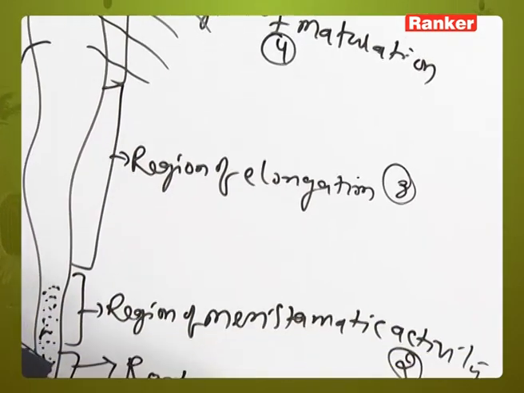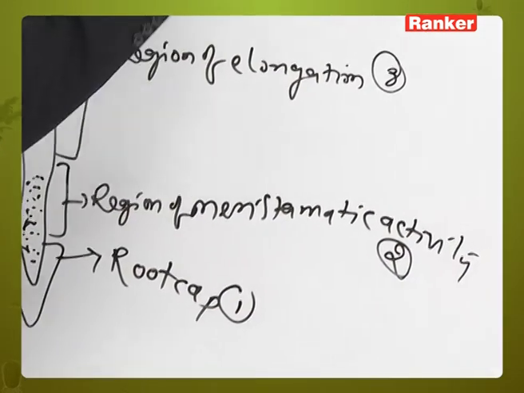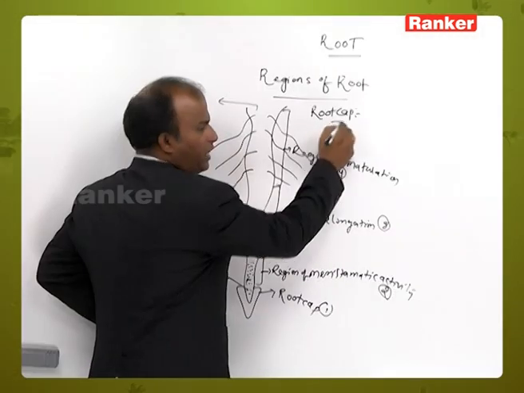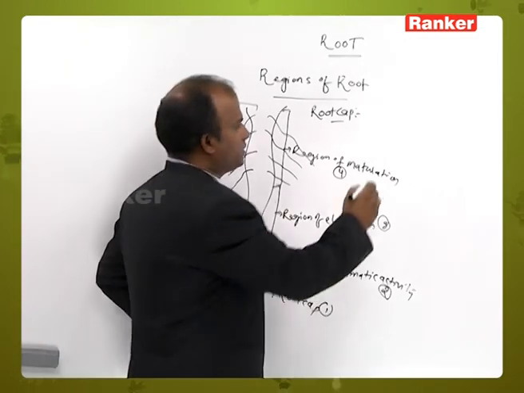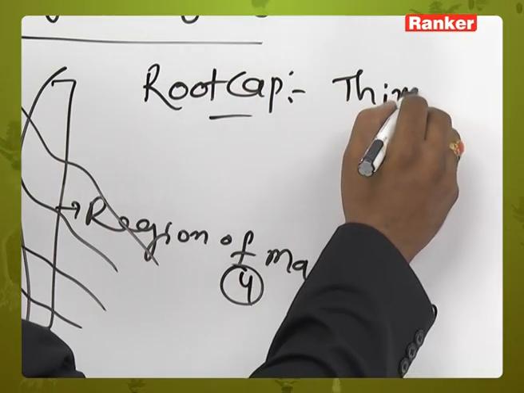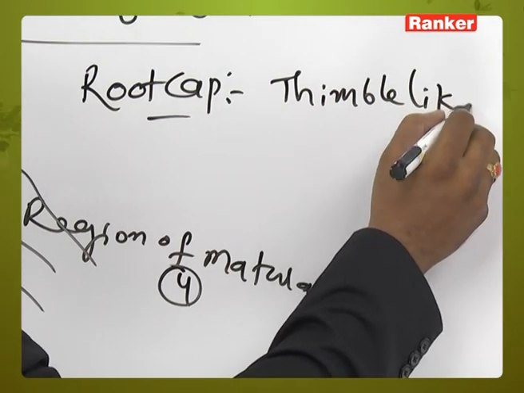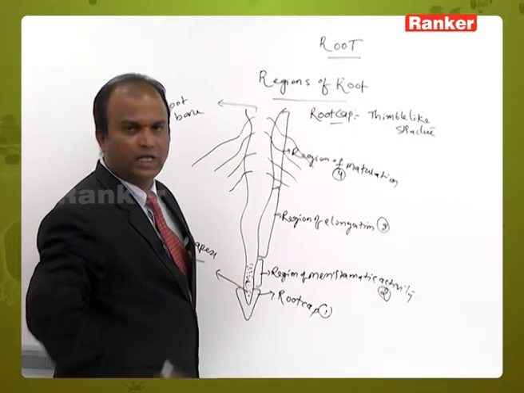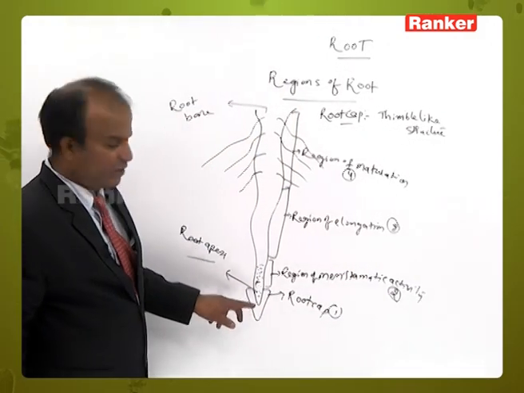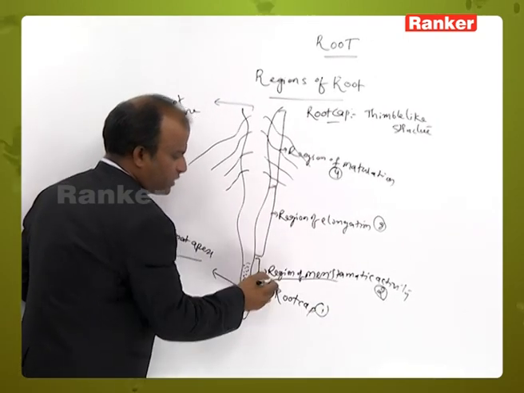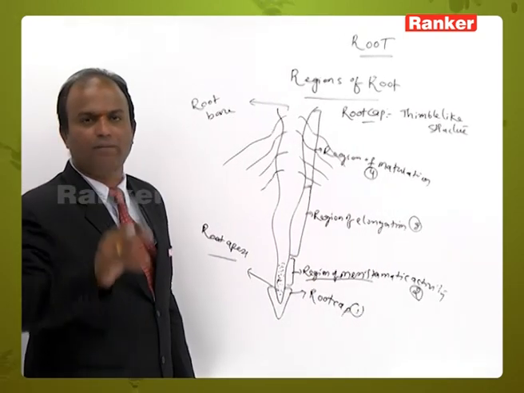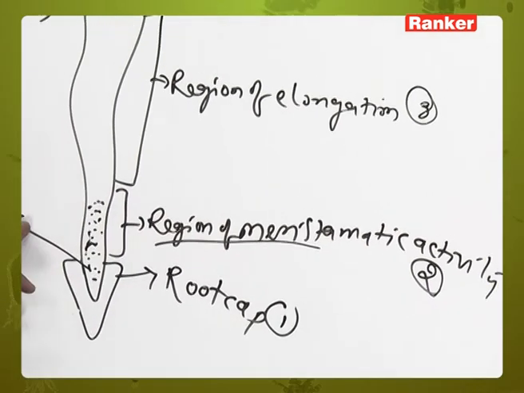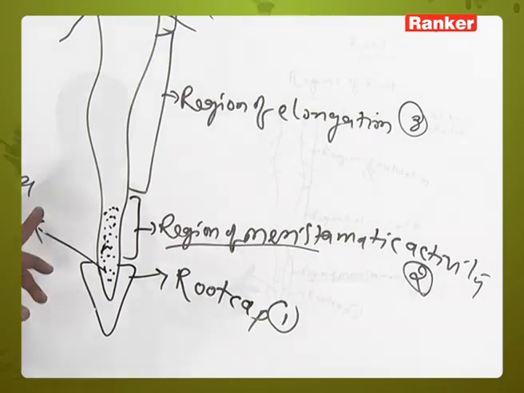Now, we are going to discuss about this root cap. What is meant by root cap? Root cap is a thimble-like structure which covers or protects the region of meristematic activity. That is nothing but it covers or protects the root apex.